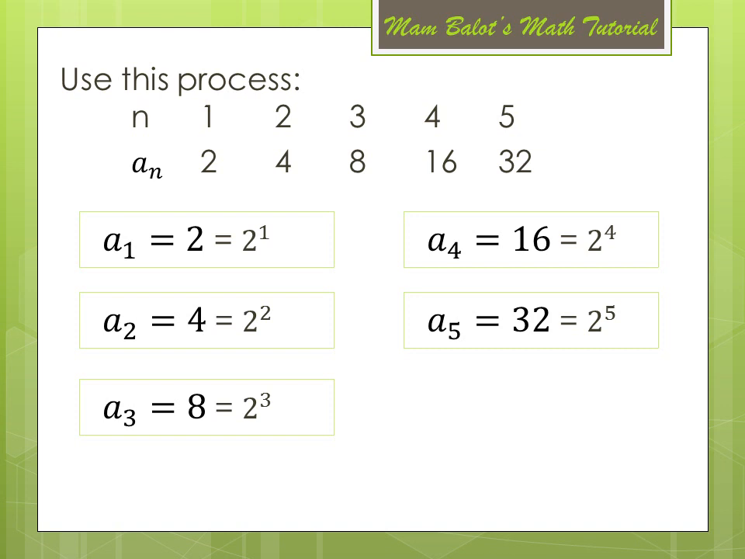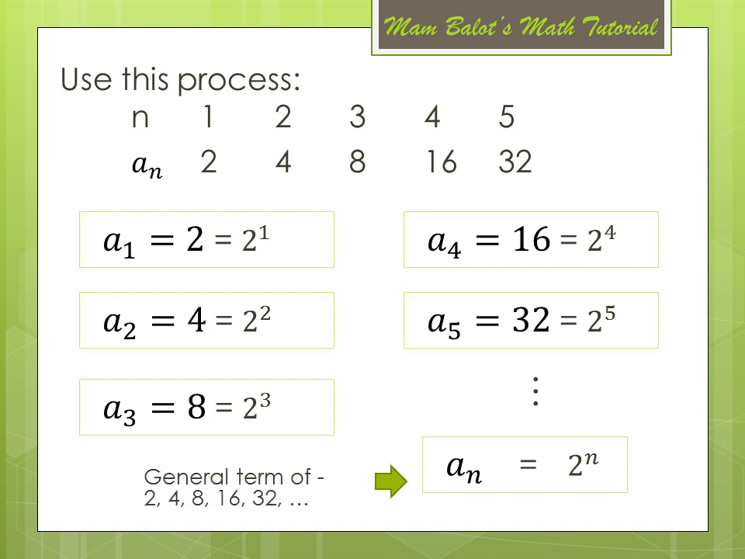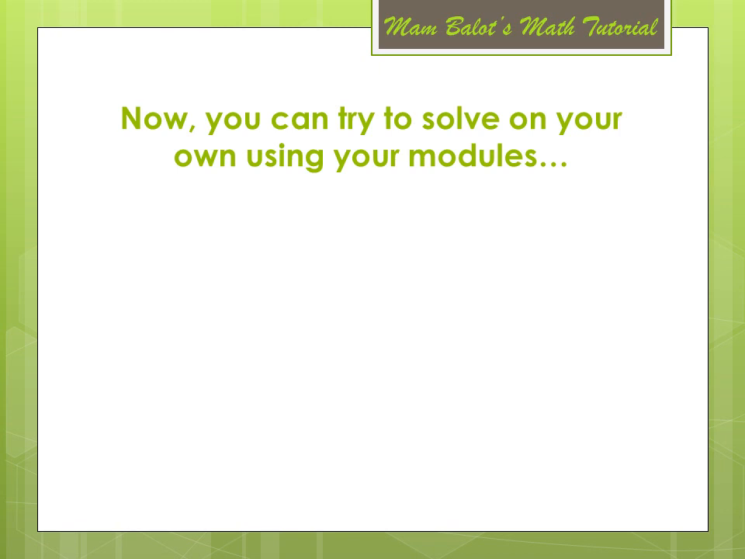Observe that the exponents are increasing as well as the value of n. So therefore, to get the value of a sub n, we have now a sub n is equal to 2 to the n. So that is now the general term of the given sequence. Now you can try to solve on your own using your mode choice.